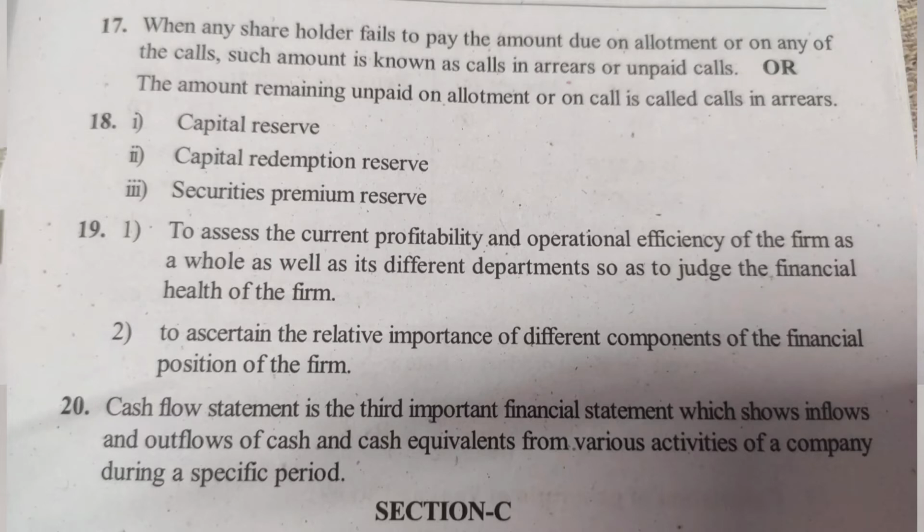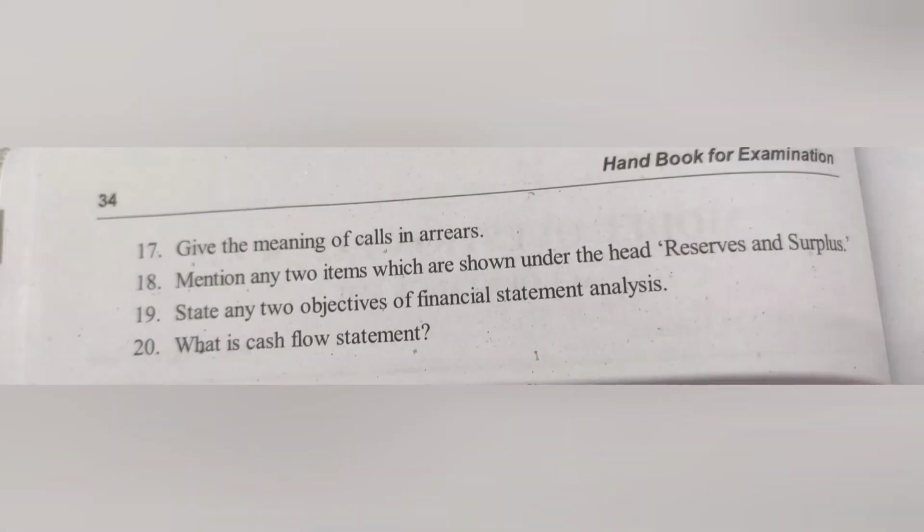Third, what is cash flow statement? It is the third important financial statement which shows inflow, how much cash comes into the firm, how much cash goes from the firm, and related to cash equivalents from other activities of a company in a particular period of time. So that is considered as cash flow statement. In a particular period of time, the money comes into the firm and the money goes from the firm. So when we go through those cash and cash-related items, it is called cash flow statement.